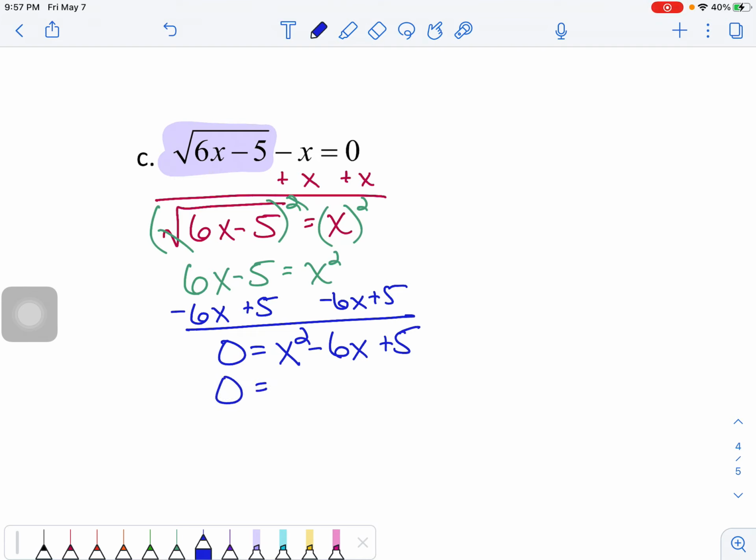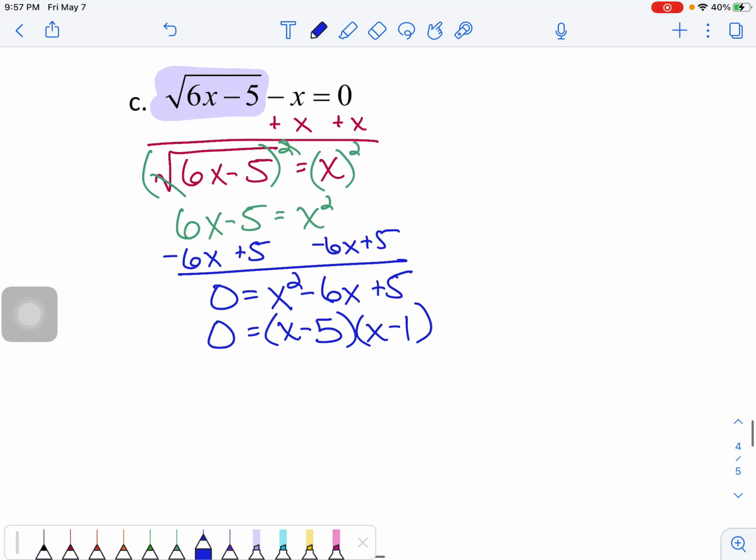This is factorable. So what multiplies to positive 5 and adds up to negative 6? That is not the right number. That's going to be negative 5 and negative 1. Helps if my brain is turned on and doing the right things here.